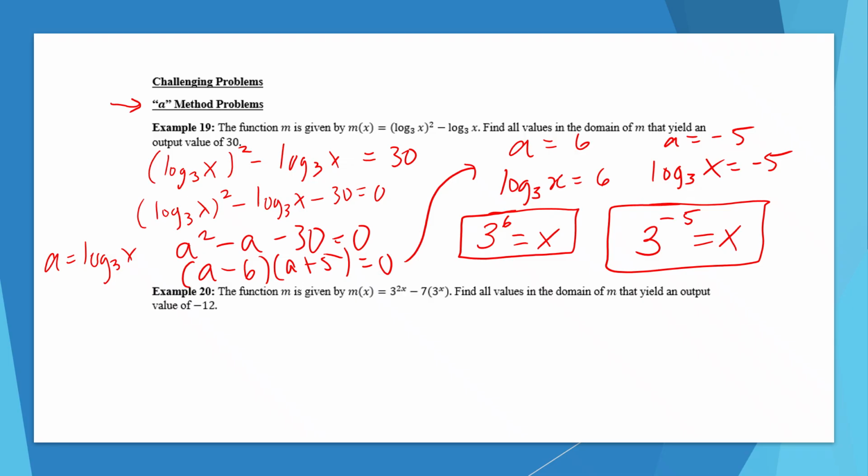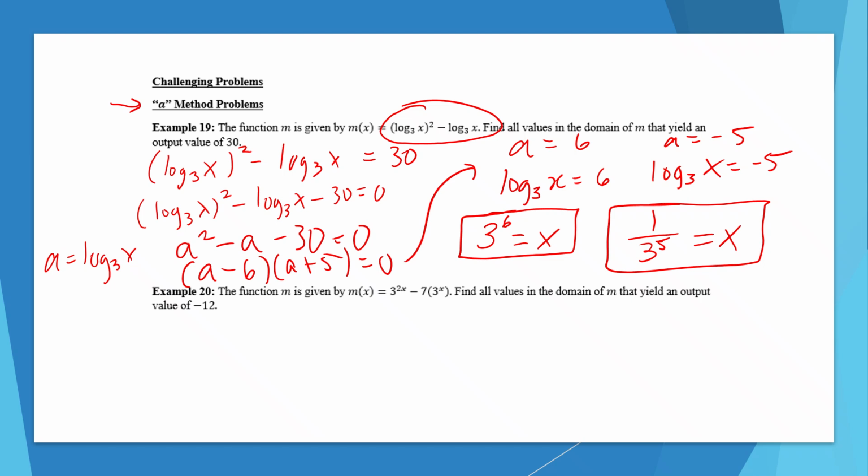Both of these would be solutions because remember, 3 to the power of negative 5, they would probably want you to rewrite this as 1 over 3 to the 5th. But remember, that is still a positive number. It's a small number, but it's still a positive number, so you actually won't really have any extraneous solutions with example 19. Let's try example 20.